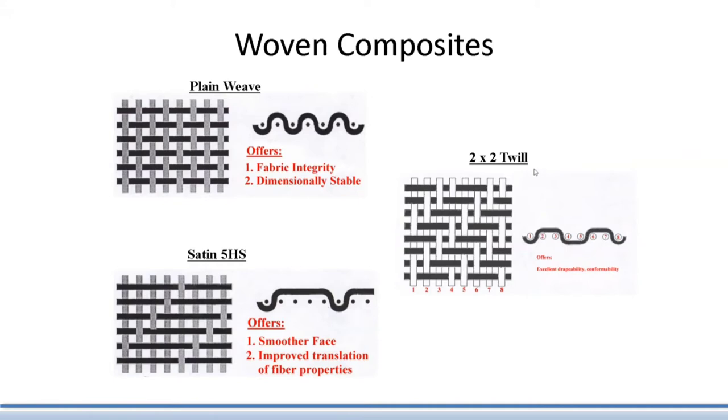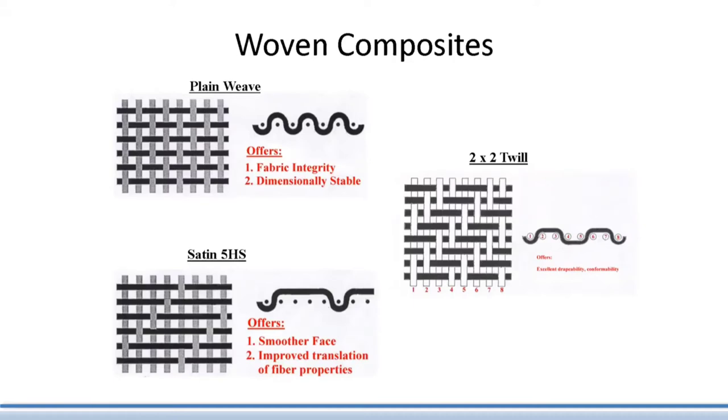While a 2x2 twill also provides even more drapability. And when I say 2x2 twill, what I'm talking about is two up, two down, and so forth. When I talk about 5 harness satin, it's great for drapability as well, with a smoother surface and improved translational fiber properties. And what I'm talking about when I say 5 harness satin is 4 up, 1 down. 4 up, 1 down. That 5 can be confusing, but we're really talking about 4 up, 1 down. So if I say 8 harness satin, it's going to be 7 up, 1 down, and so forth. So keep that in mind.